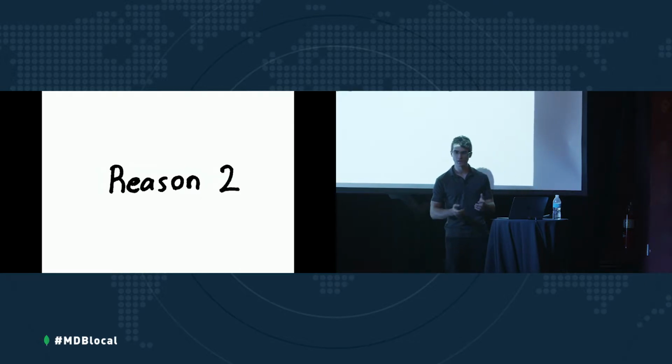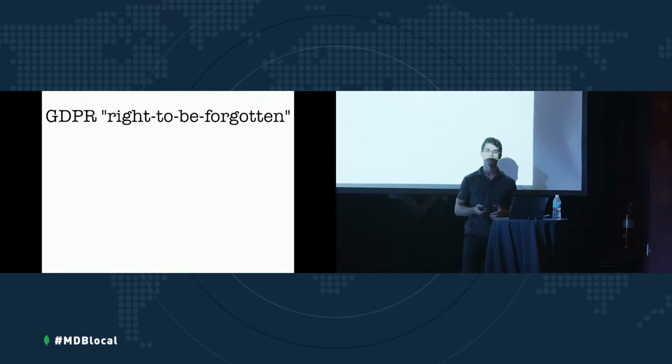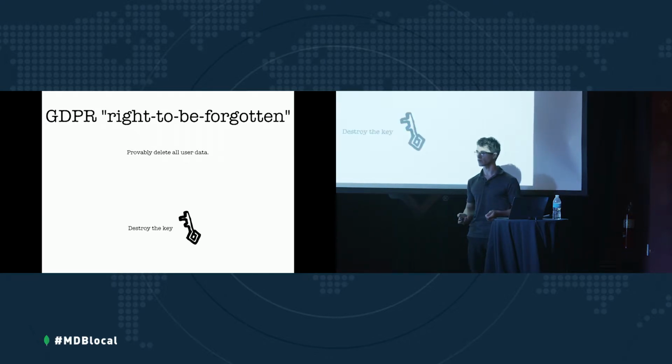The second compelling reason to use client-side encryption is to support the GDPR right to be forgotten clause. And this roughly states that you have to provably delete user data if they request it within some time frame. And client-side encryption makes this simpler to do because you can associate encryption keys with specific user data. So all you need to do to make user data unrecoverable is to delete their encryption key.